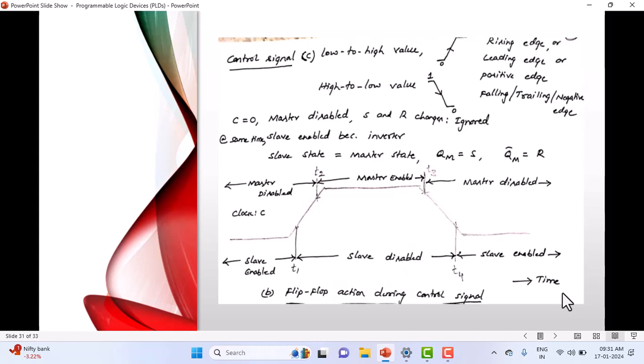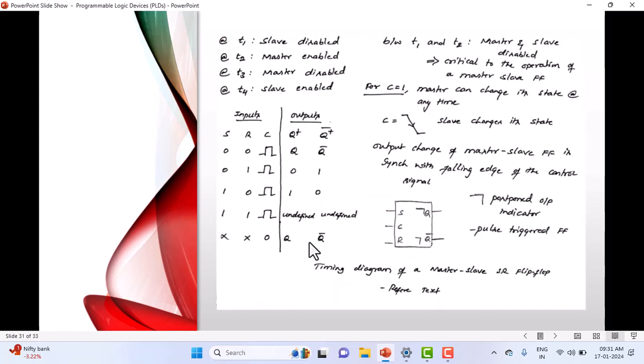And we have some conventions: low to high is called rising edge, leading edge, or positive edge; high to low is called falling edge or trailing edge, I mean, this is negative edge. All these things I have labeled here itself. Okay, this is a clock pulse. I only suggest you remember this. At T1, what is happening? I will expand that. T2, what is happening? T3, T4. Only those things you remember.